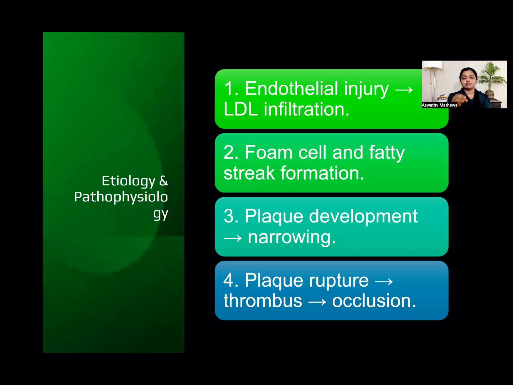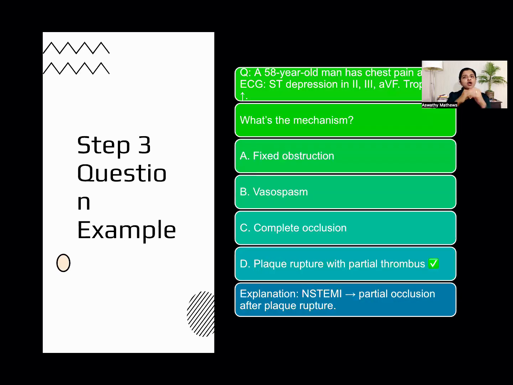In such situations, the plaque ruptures and there will be occlusion, which leads to complete closure of this vessel. So what happens? Blood doesn't flow beyond it. In such situations, there will be an oxygen supply-demand mismatch on the other side of the vessel, and that is when ischemia comes.